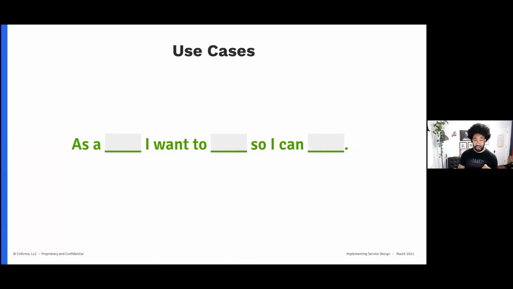If you recall, again, Lou Downey's definition for what a service is, it is something that helps someone do something. So often you will see the usage of use cases defined as "blank, I want to blank so I can blank." So something so that someone can do something.